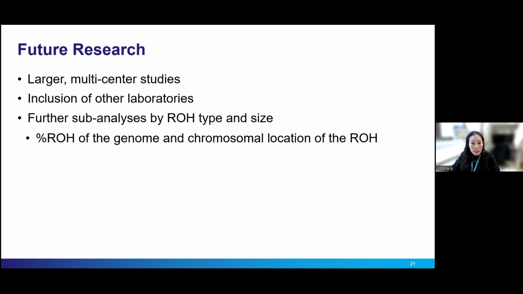Therefore, future work should include larger, multi-centered studies to improve generalizability, inclusion of data from additional labs, and further sub-analyses focusing on ROH type and size. This may include the percentage of ROH in the genome and the specific chromosomal location of the ROH itself.